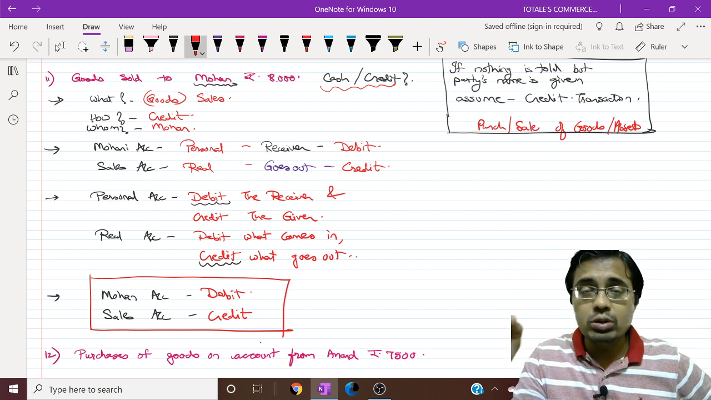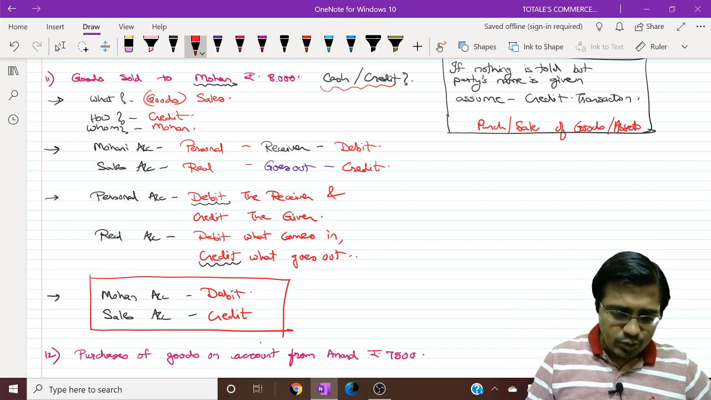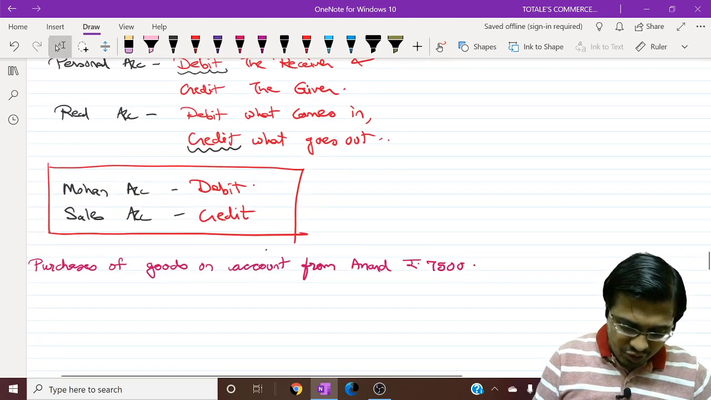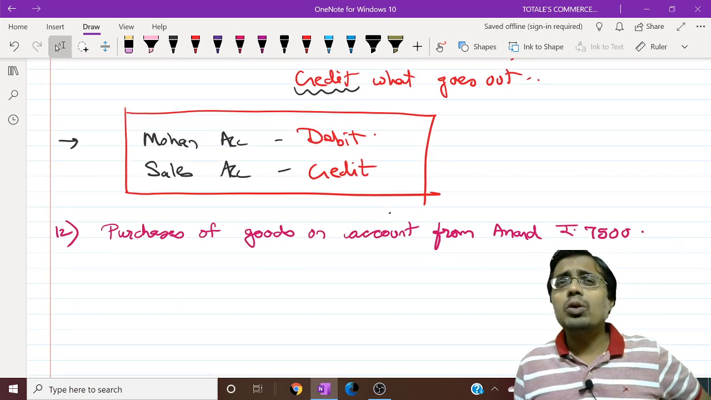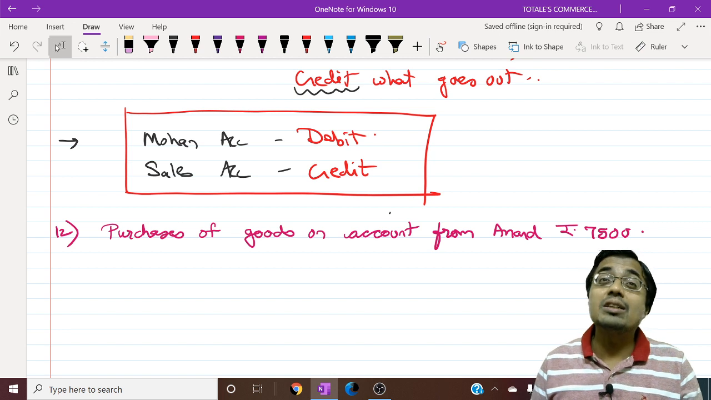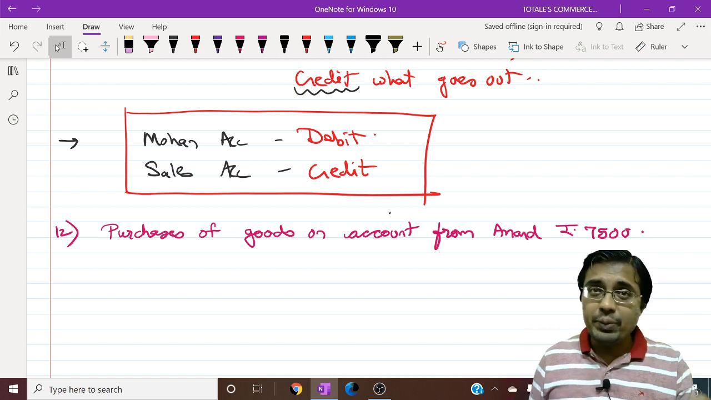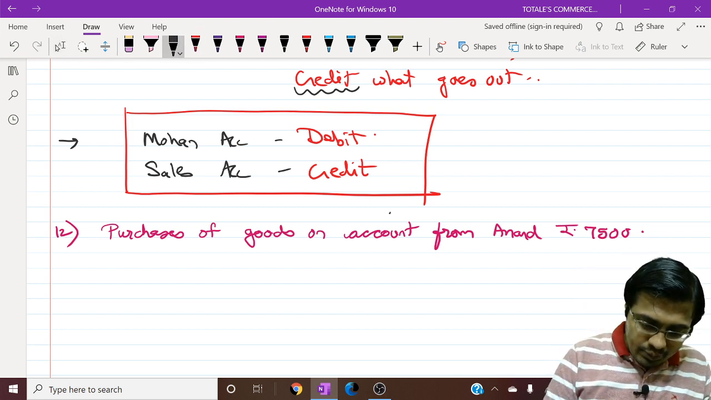Now what is sold? Goods. How? Credit. Whom? Mohan. So the two accounts we have are Mohan and sales. Mohan personal, receiver, debit; sales real, goes out, credit. So it's so very simple. So let's move on to the next transaction, friends. See, accounts is all about understanding how to pass journal entries. Once you have understood how to pass journal entries, nothing is difficult in accounts. It's just the matter of being able to pass perfect journal entries. So let's move on to the next transaction, my friends.